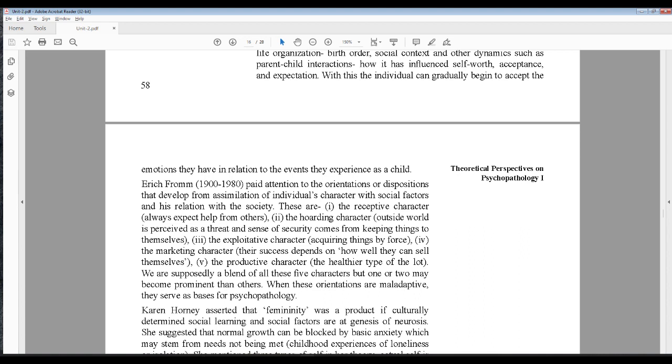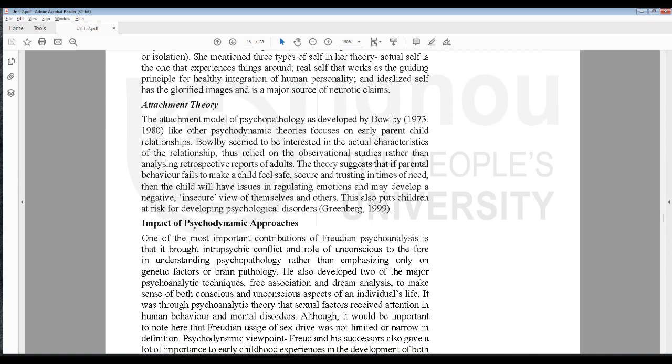Karen Horney asserted that femininity was a product of culturally determined social learning and social factors are at the genesis of neurosis. She suggested that normal growth can be blocked by basic anxiety which may stem from needs not being met, or childhood experiences of loneliness or isolation. She mentioned 3 types of self in her theory. Actual self is the one that experiences things around. Real self works as the guiding principle for healthy integration of human personality, and idealized self has the glorified images and is a major source of neurotic claims.